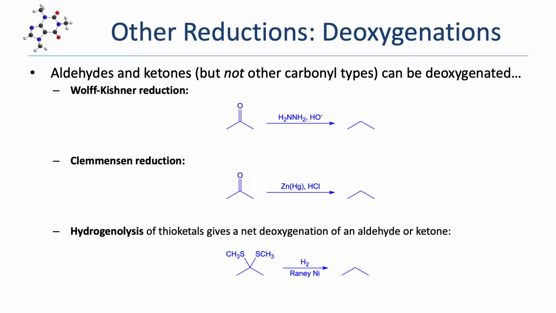The two most important deoxygenation reactions are the Wolff-Kishner reduction and the Clemmensen reduction. The Wolff-Kishner reduction is effected using hydrazine and base. In this example, we see acetone deoxygenated to give propane. The Clemmensen reduction uses a zinc-mercury amalgam under acidic conditions to achieve the same transformation. In the example, we again see acetone deoxygenated to give propane. The hydrogenolysis of thioketals using Raney nickel can also be considered a net deoxygenation. Remember that thioacetals and thioketals are prepared from aldehydes and ketones via reaction with excess thiol under acidic conditions.